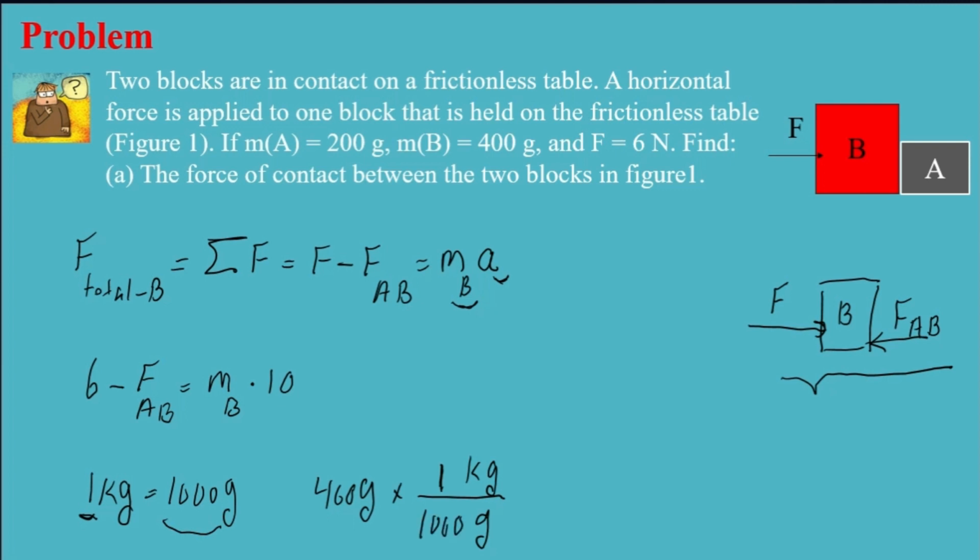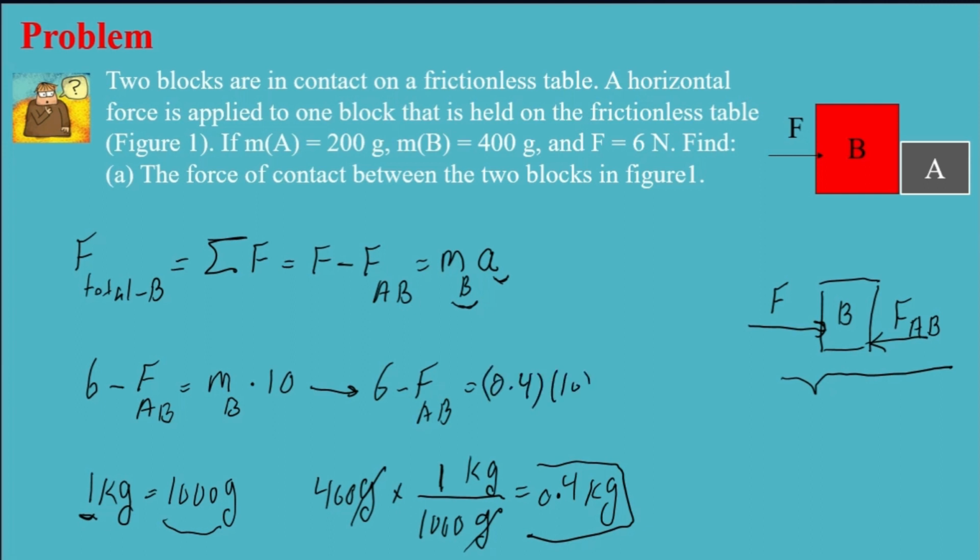Why did I put 1000 in the denominator? Because this gram and gram must cancel out. So if I do the little math, that's going to be 0.4 kilograms. And this is what I should substitute here. So I'm going to write it again. This is going to be 6 minus FAB equal to 0.4 times 10. And then that's telling me my FAB is going to be equal to 2 newtons. And that's going to be my final answer for part A.